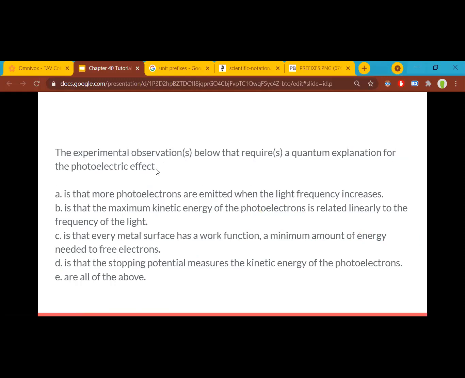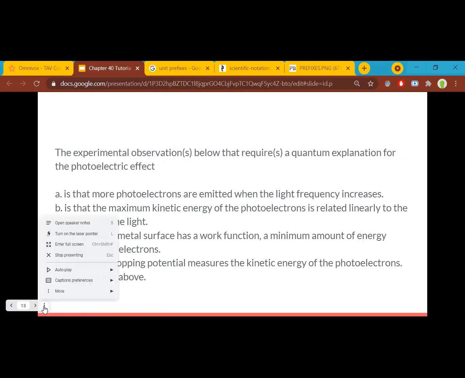So this question is asking for the observations made during a lab on the photoelectric effect. And one of these observations can only be explained with quantum mechanics. Or maybe it's all of the above. So it's either one of these four or all of the above. So maybe take a minute to think which one can be explained only with quantum mechanics. Or maybe it's all of them.